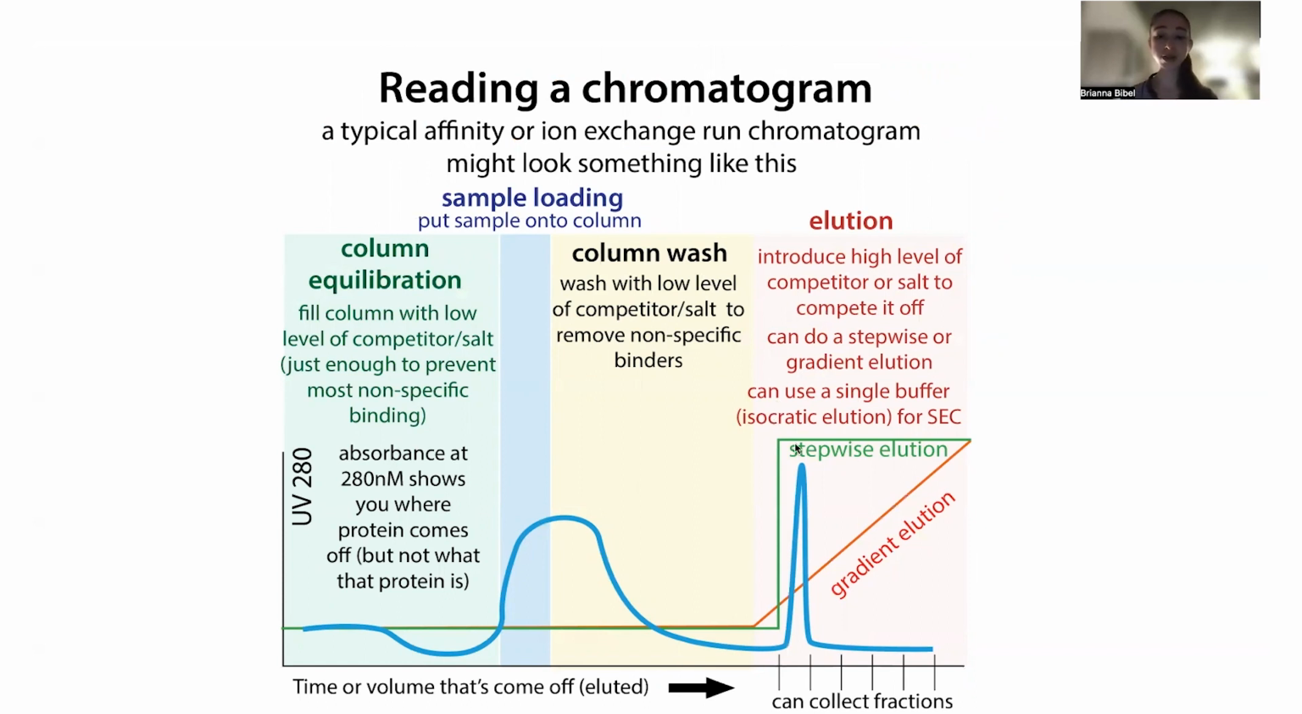You can do this stepwise, where you go right away to a higher concentration, maybe like 150 millimolar, or you can do a gradient where you gradually increase the concentration, and this can allow you to separate things that are more weakly binding versus strongly binding. There are various things you can do with that, and I'll link to my His-tag purification post where I have a lot more detail.